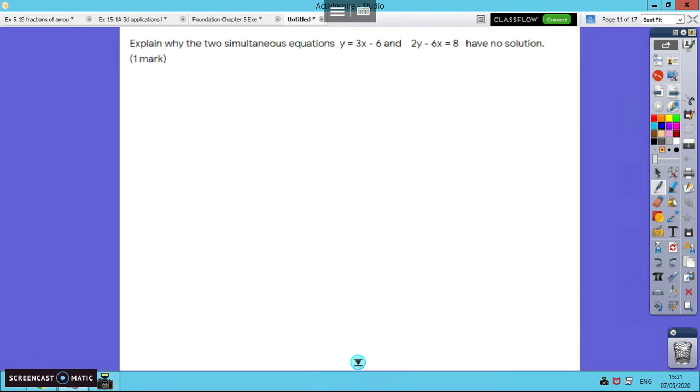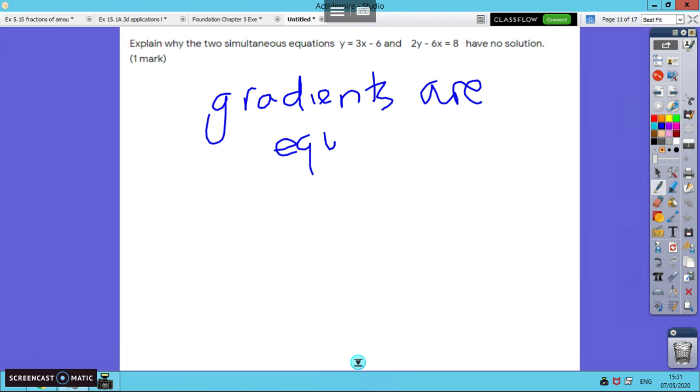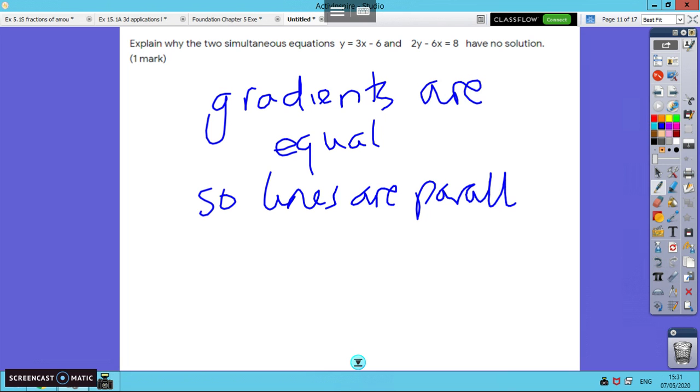Question 11, explain why these 2 simultaneous equations have no solution. It was 1 mark, and all I needed was that you say the gradients are equal, so the lines are parallel. And that would have been perfect, so they never meet. That would have been fine. I needed something about the gradients and I needed something about them being parallel.